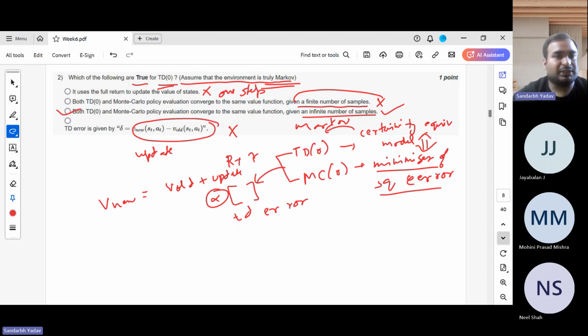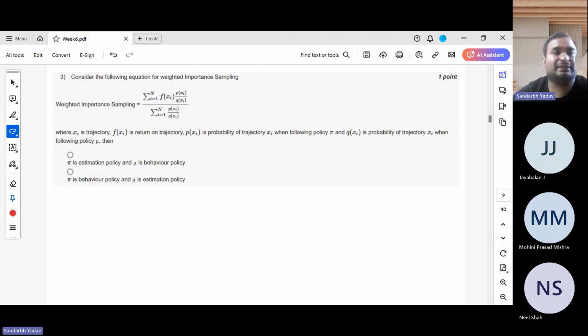Okay, then I'll move to the third one. So this is with respect to weighted importance sampling, also called normalized importance sampling. This is the usual equation of weighted importance sampling, and this factor is known as the importance factor.